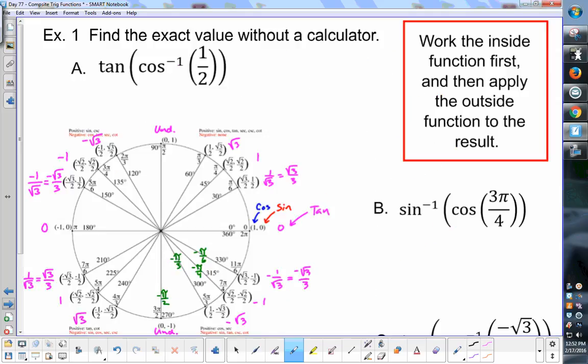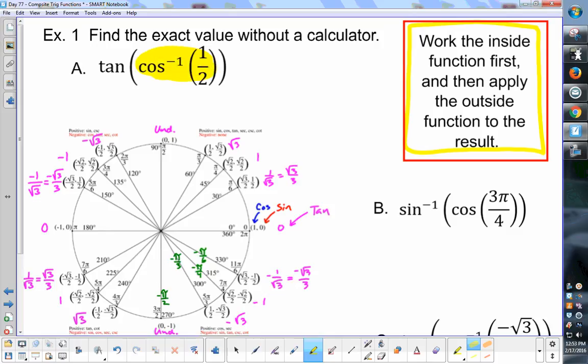And here's the first problem. We're doing compositions of trig functions, which means we have a trig function inside of a trig function. Okay, and then here in highlight, it says work inside the function first and then apply the outside. So basically what that means is I want to just do this like we did last class.